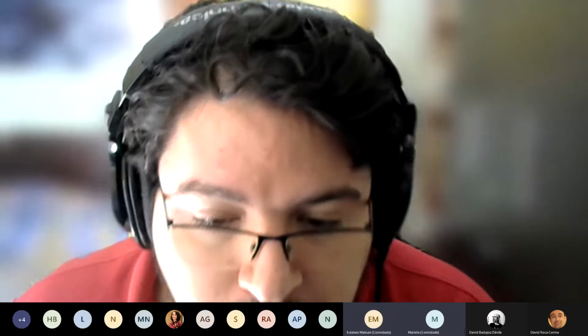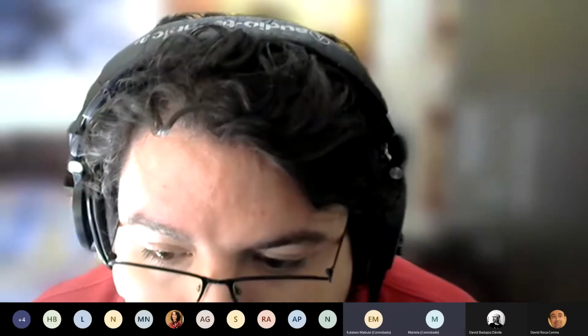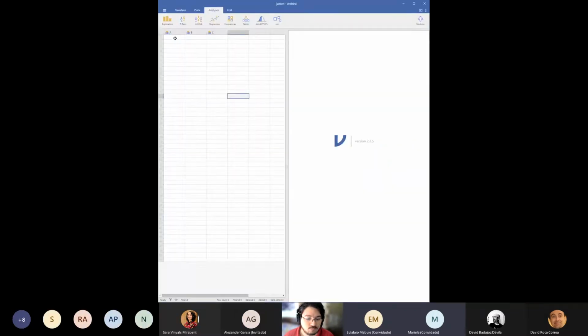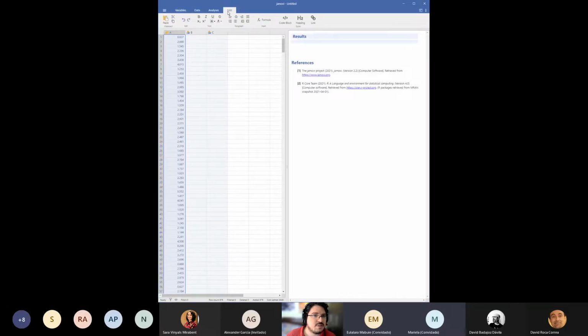All right. So if you have ever opened Jamovi until this point, this might be tiny for you. Let's see if I can make this larger. I'm not sure I can.